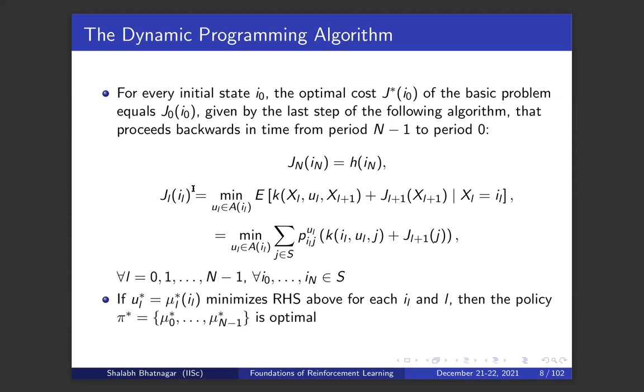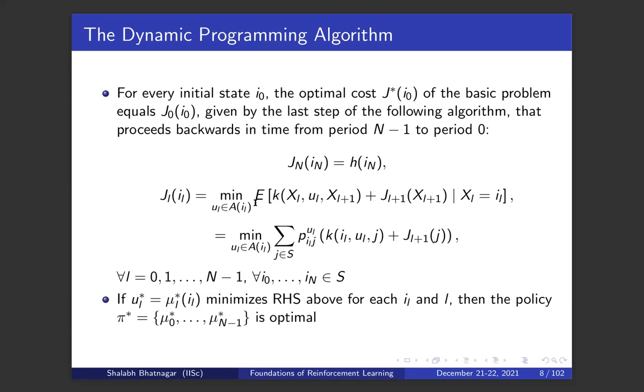But then you go one step back and set l to be n minus 1. So then this will be Jn minus 1 of in minus 1, which will be the minimum over all actions un minus 1 that are feasible in state in minus 1 of the expected value of the sum of the single stage cost in stage n minus 1, which is g of xn minus 1 comma un minus 1 comma xn, and then plus Jn of xn. Now Jn of xn, I know, is h of xn.